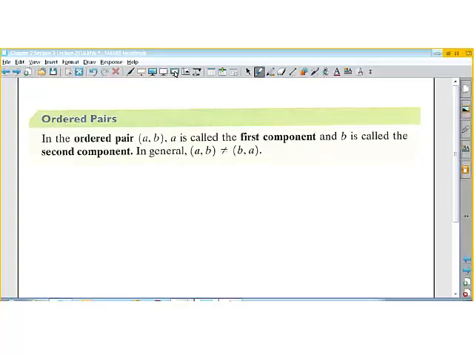The first element, or the first number or letter, is called the first component, and the second letter, B, is the second component. In general, the order is important. The only time the order is not important is if it's the same number. 2, 2 is equal to 2, 2. It doesn't matter which way that goes. But 1, 3 is not equal to 3, 1. The order is important. That's why it's called an ordered pair.